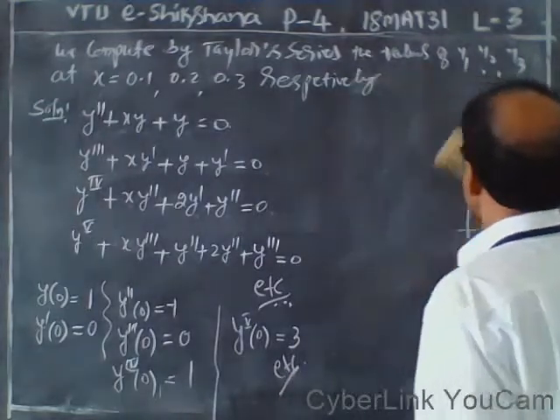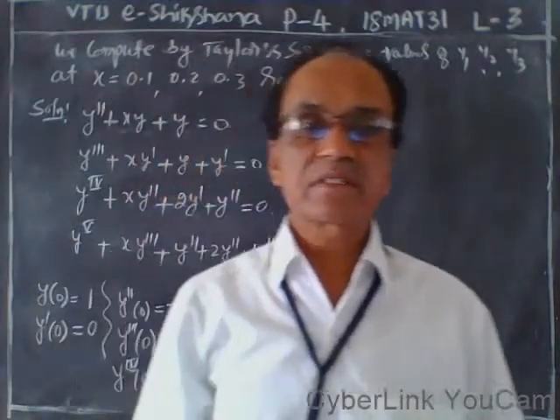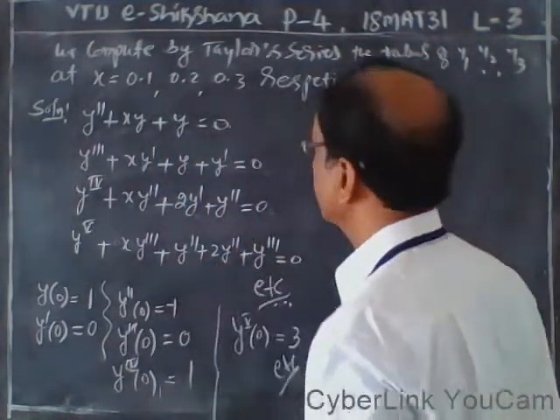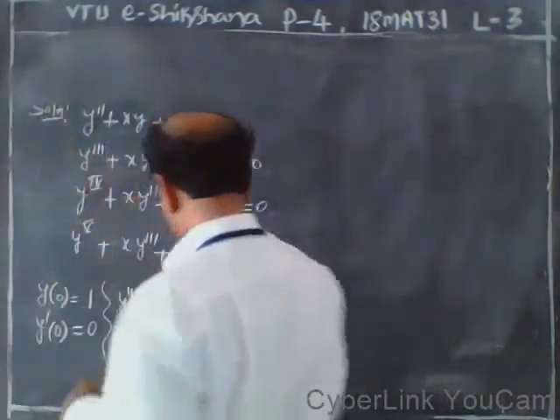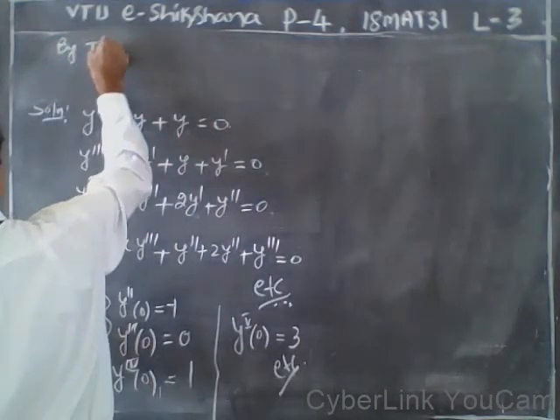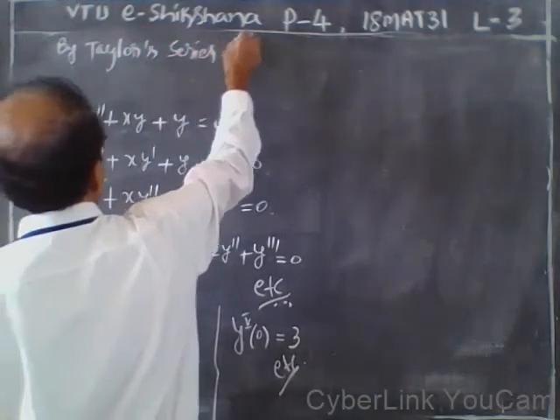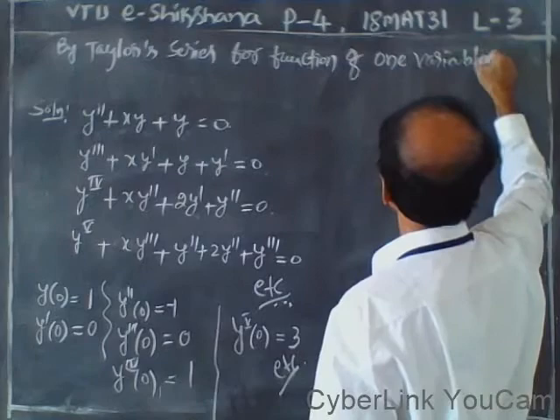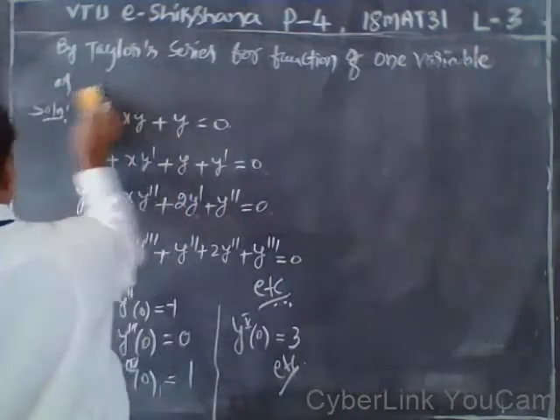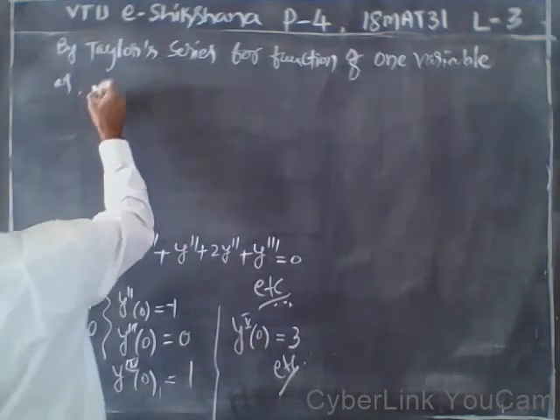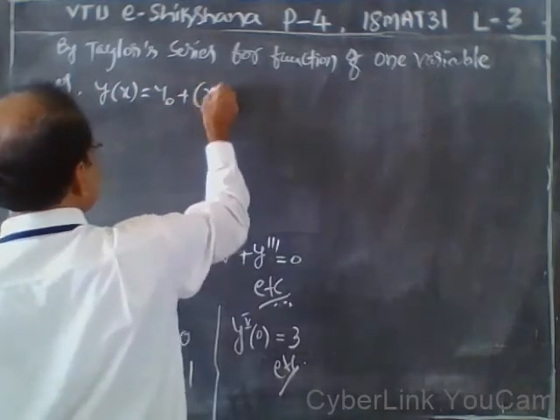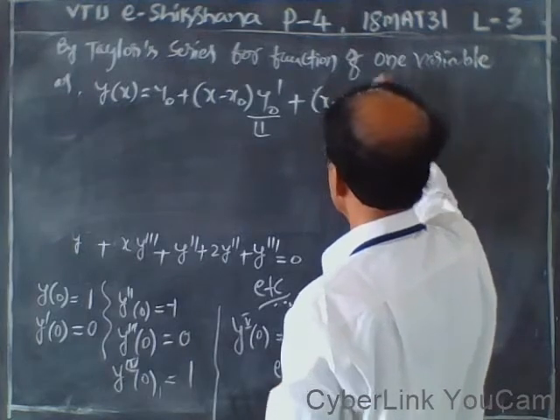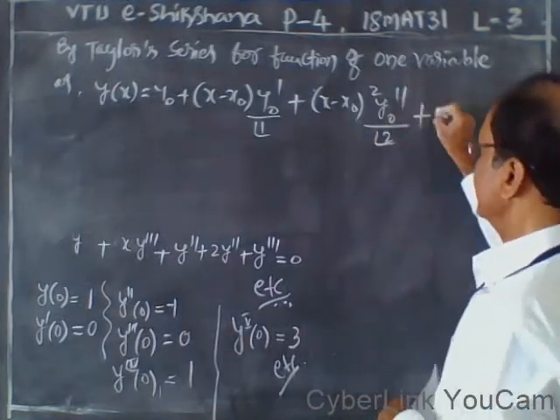So we will substitute in the Taylor series expansion. You studied in the previous syllabus of differential calculus applications, Taylor series for function of one variable. I will write that equation, Taylor series for function of one variable, and then we can substitute these values. That is, y of x is equal to y naught, plus y naught dash, this is 1 factorial, x minus x naught whole square, y naught double dash by 2 factorial plus so on.